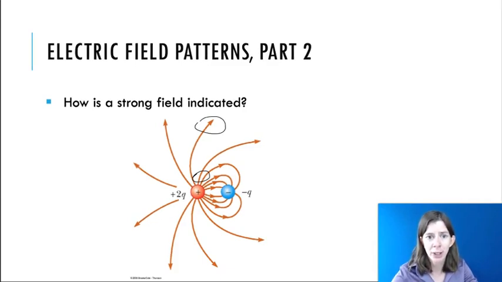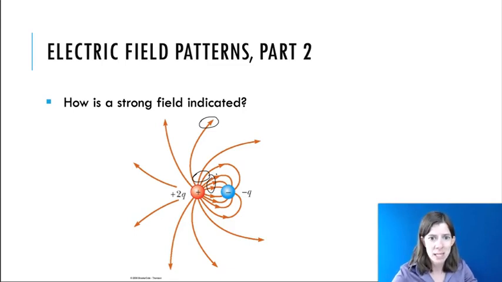You only have one here, you have two here, even though this circle was bigger. If you pick, and actually let me just pick a circle that's the same size. If we pick an area over here, right, we can see that there are three lines. So the density of the lines tells us about the strength of the field. Where there is a bigger density, where there are more lines per area or per volume, there's a stronger field.